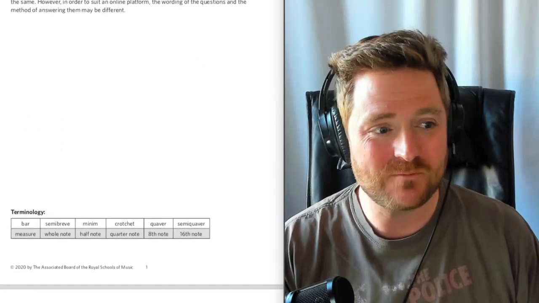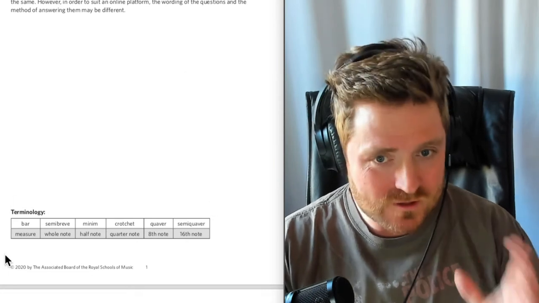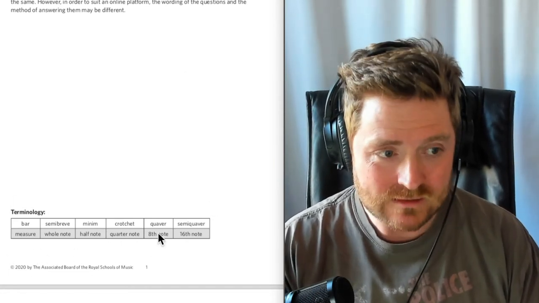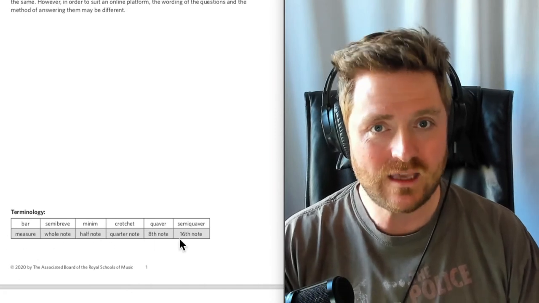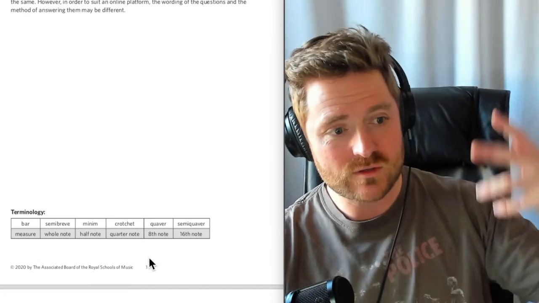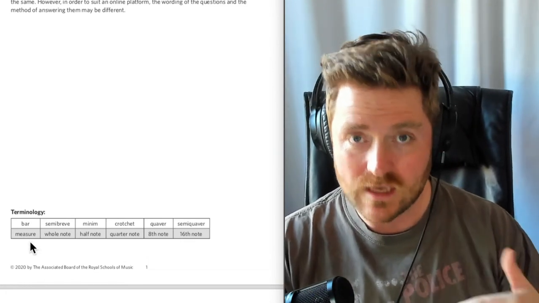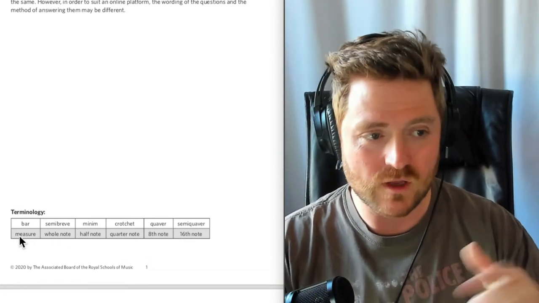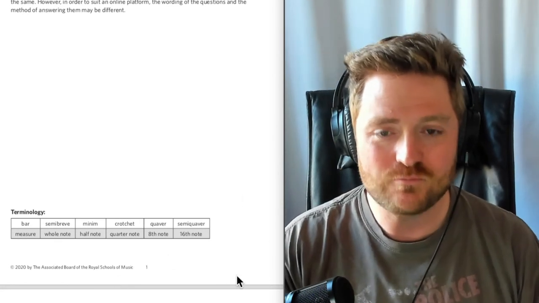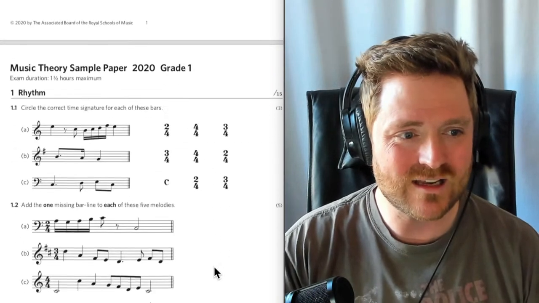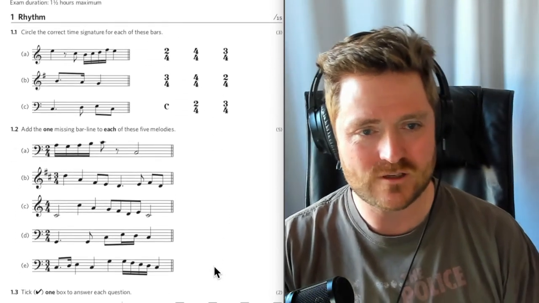Just want to note at the bottom of the first page, for those of us not in the UK, to just have a look at the terminology here. Okay, so this is a little bit of a key for those of you who use the North American system. So instead of a bar, you'd say measure, semibreve for a whole note. So that's just a little bit of British musical terminology. Okay, so let's turn here onto our first page.